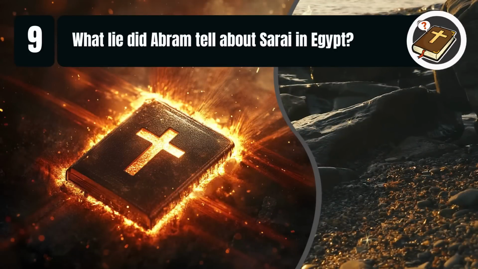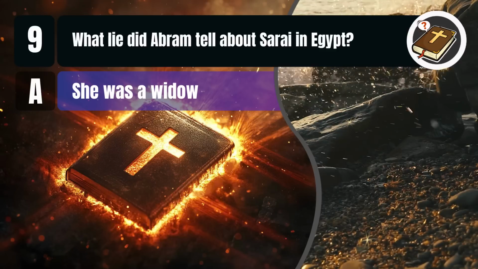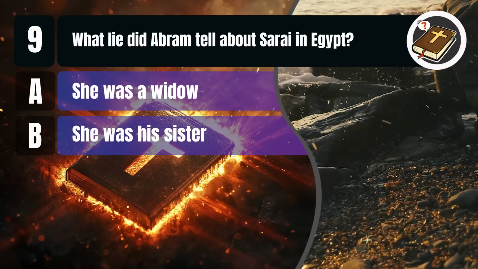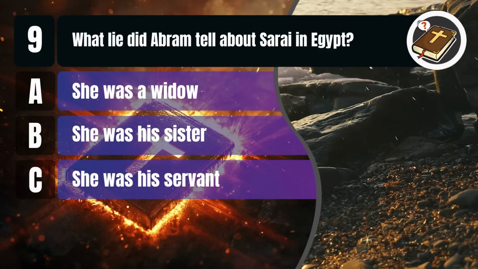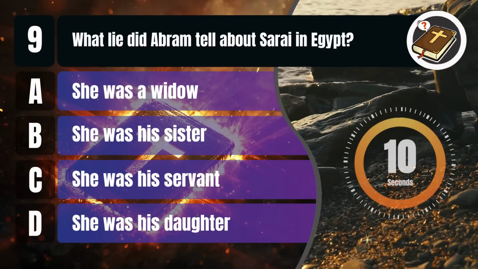Question 9. What lie did Abram tell about Sarai in Egypt? A. She was a widow. B. She was his sister. C. She was his servant. D. She was his daughter. You get 10 seconds.